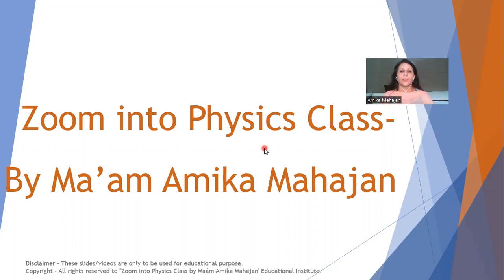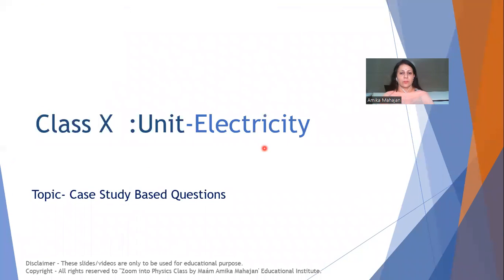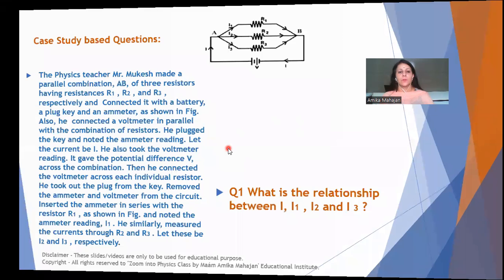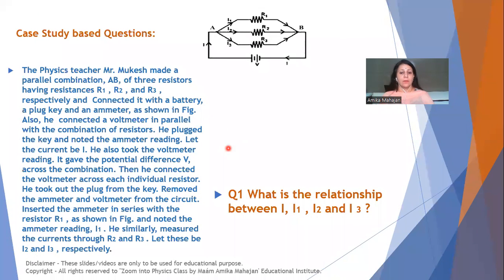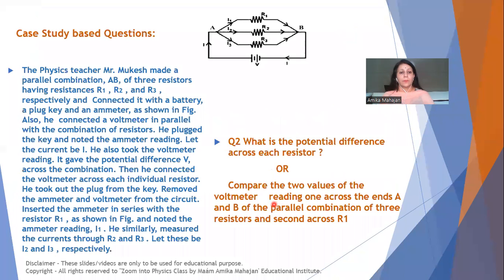Welcome to my channel. This video is focused on case study based questions. Before reading the situation passage, first of all, we should read the questions. The first question is, what is the relationship between I, I1, I2, I3? From the figure, it is clear that this is a parallel combination of resistors connected to a voltage source of voltage V. Now, we have to calculate the potential difference across each resistor, or compare the two values of voltmeter reading, one across AB and one across R1.